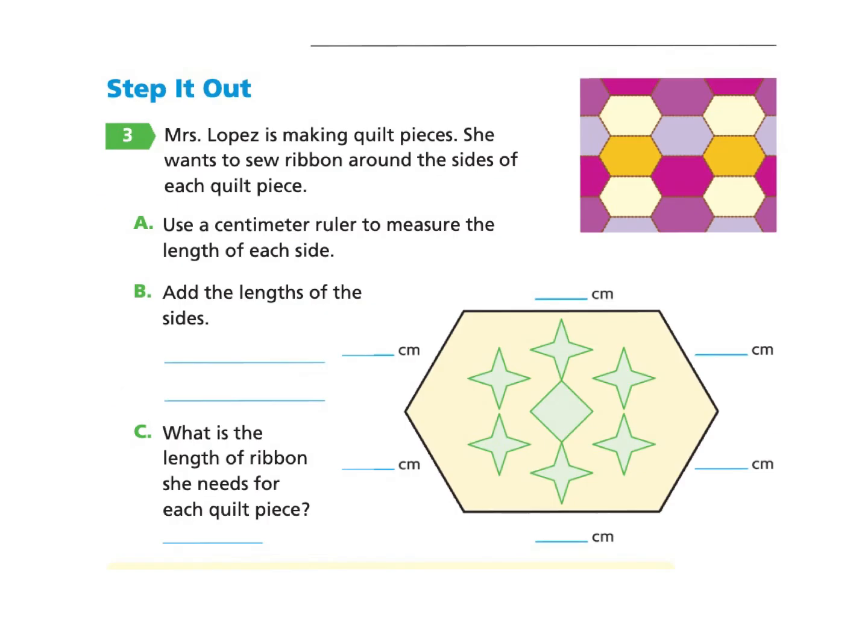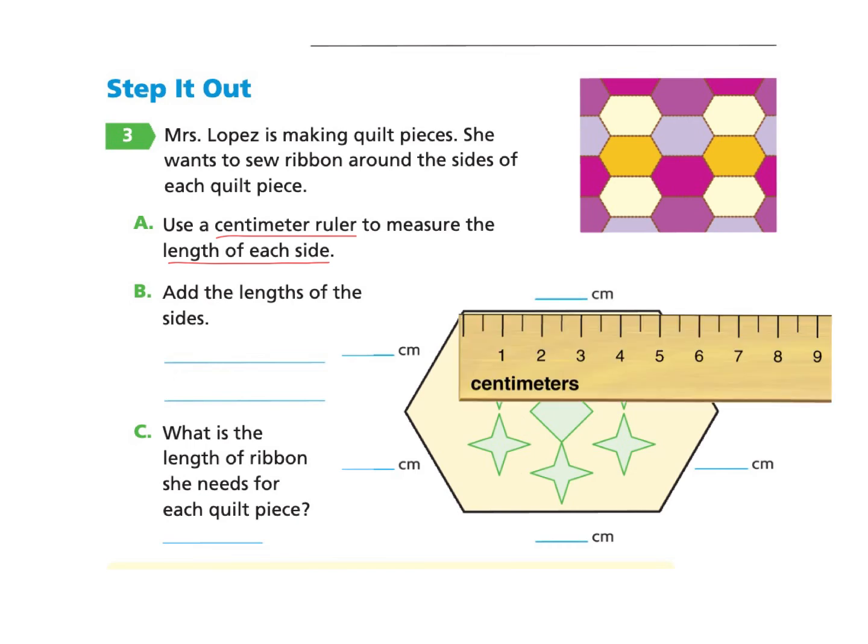Now let's take a look at page 309 under Step It Out, Part 3. Mrs. Lopez is making quilt pieces. She wants to sew ribbon around the sides of each quilt piece. Part A, use a centimeter ruler to measure the length of each side.